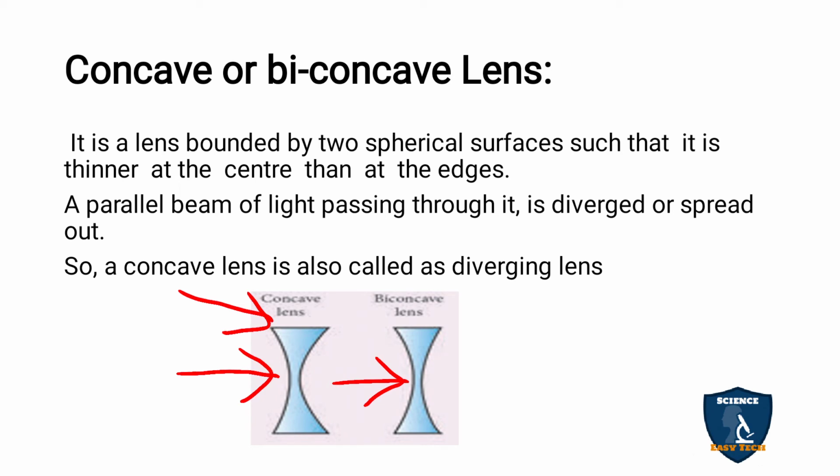When a beam of light passes through the concave lens, it diverges. The light rays diverge, so due to this diverged condition, it is called a diverging lens. In the same way, here also you have the biconcave lens. Two concave surfaces are joined, and in the center you have a much thinner portion, and at the edge it is thicker than the normal concave lens.